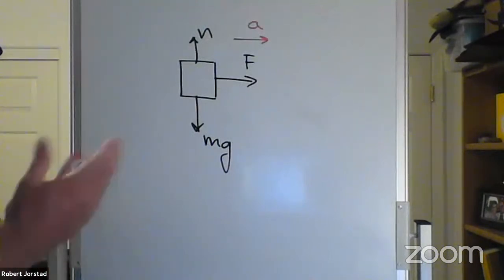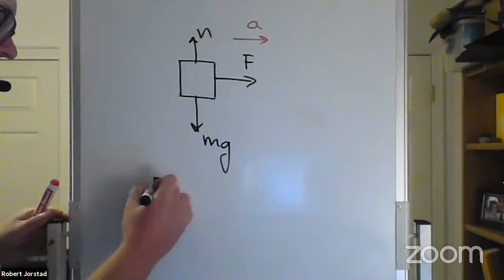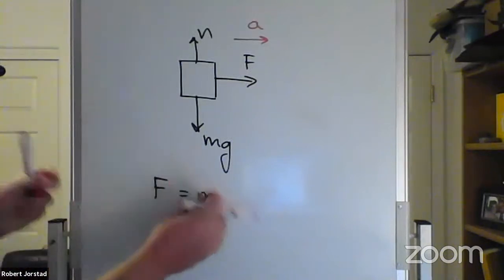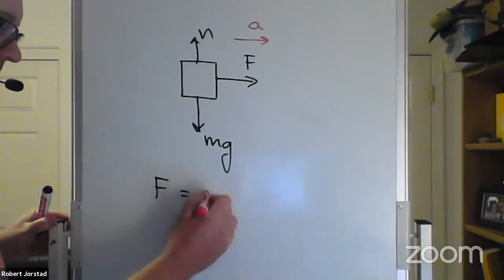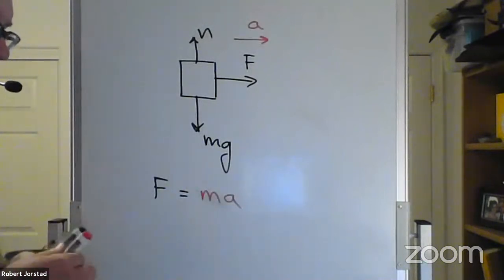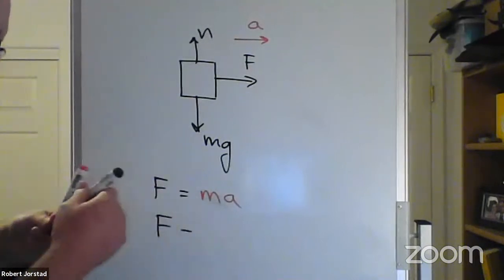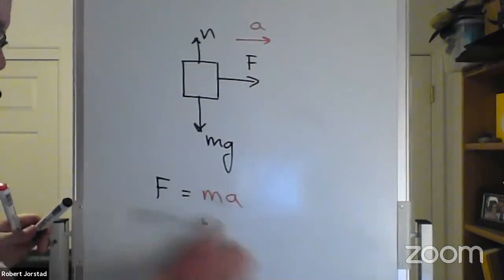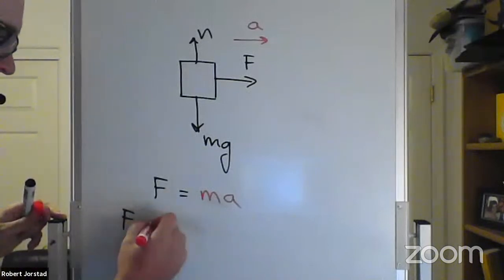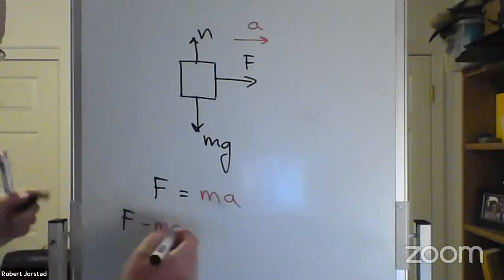Right? And then, if I wrote the equations for this in the x direction, I would get F equals mass times acceleration. And actually, I'm going to write the MA in red. All right. Now, what I could do is also move this to the other side like this. Force minus MA is equal to 0. Same equation, just rearranging it.